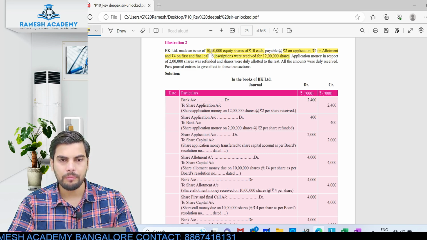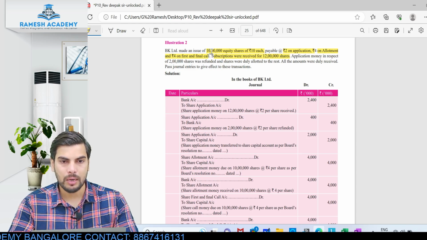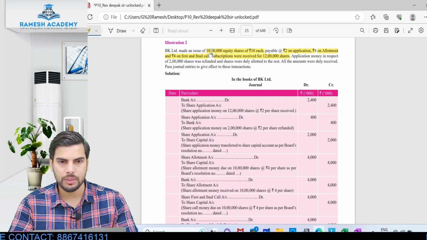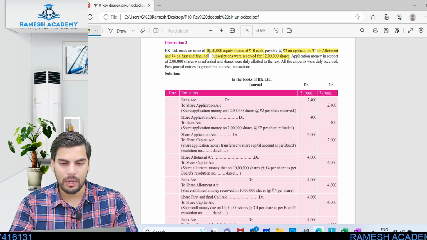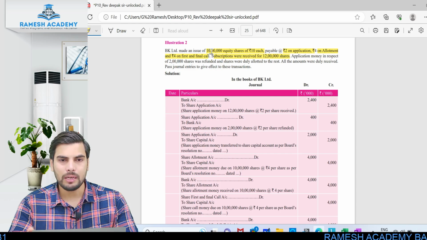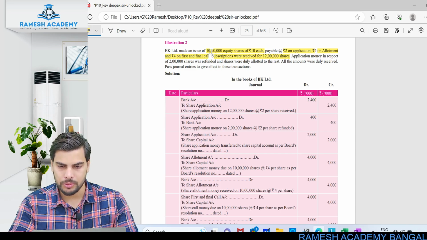What is happening? The company issued 10 lakh shares, whereas the public are willing to subscribe for 12 lakh shares. So will this be a situation of full subscription, under subscription, or over subscription? I issued 10 lakh shares, whereas the public are willing to subscribe for 12 lakh shares. So this would be clearly a situation of oversubscription.